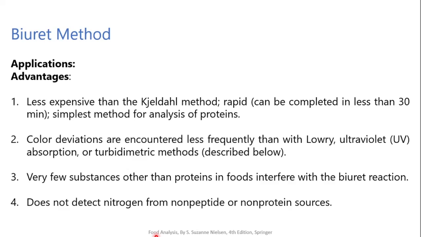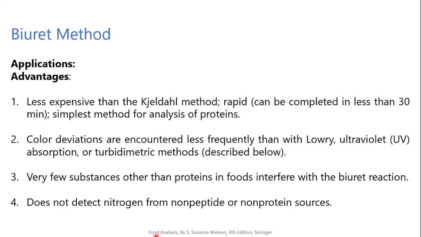Now what are the advantages? First, it is less expensive than the Kjeldahl method and it can be very rapid. It requires around 30 minutes to complete the analysis and it is the simplest method for the analysis of protein. Then color deviations are encountered less frequently than in the Lowry method, ultraviolet absorption or turbidimetric method, which we will see in the next lecture.